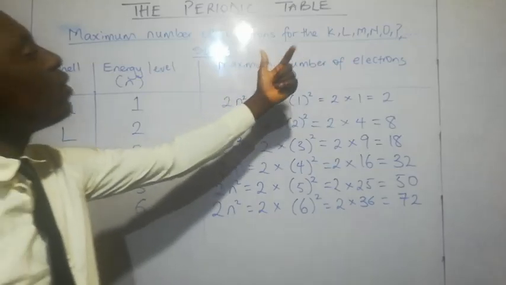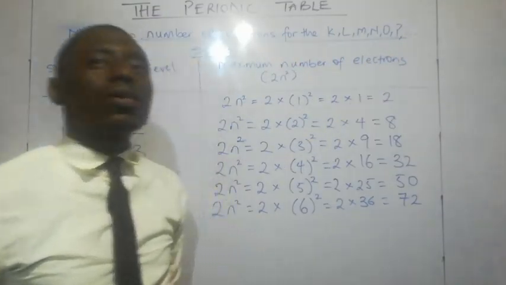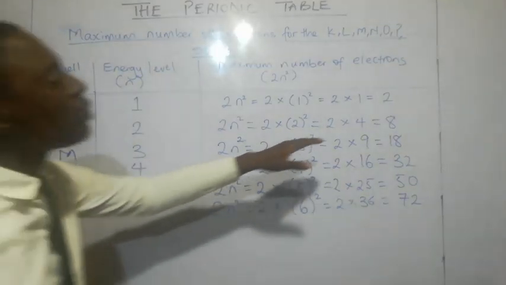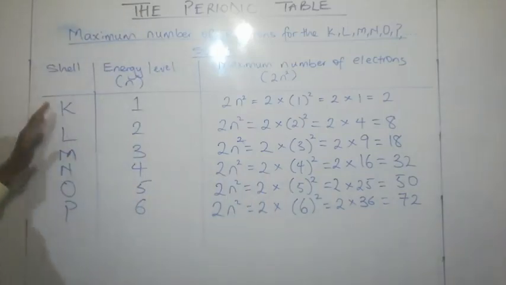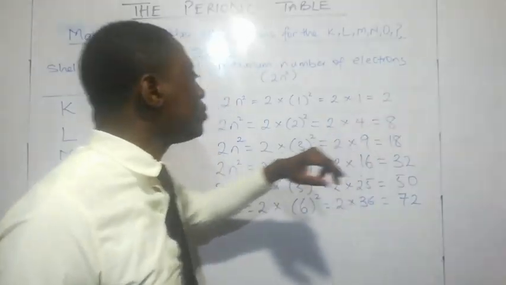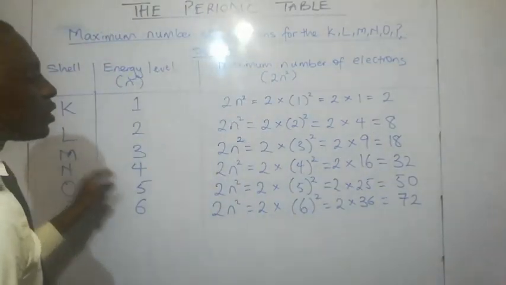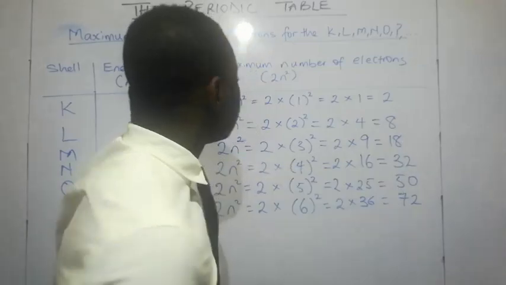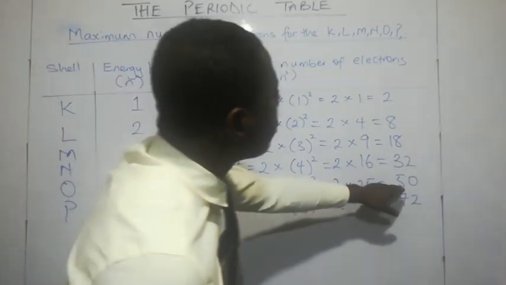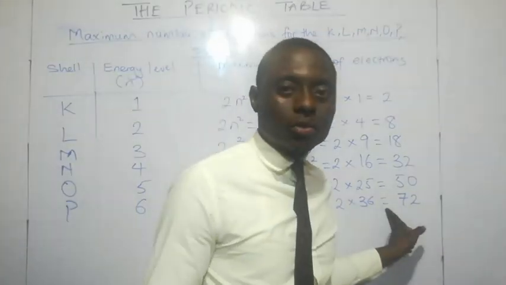After P is Q, after Q is R, and you can keep going on and on like that. These are the maximum number of electrons that can stay on each shell. For the K shell, the maximum number of electrons is 2. For the L shell, it is 8. For the M shell, it is 18. For the N shell, maximum is 32. For O, maximum is 50. And for P, maximum is 72.